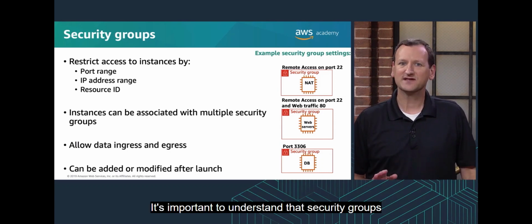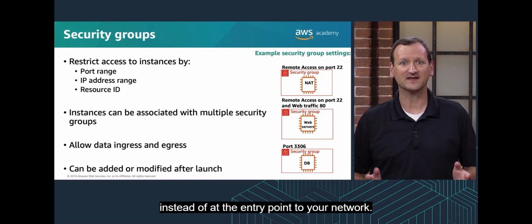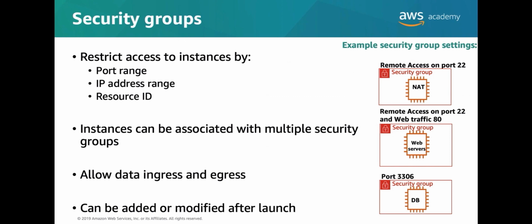It's important to understand that security groups are applied to specific instances instead of at the entry point to your network. And in addition to restricting which ports traffic can flow on, they can also be used to restrict which IP addresses that traffic is allowed to originate from. For example, if you set the source IP address range as 0.0.0.0/0 for IPv4 plus ::/0 for IPv6, then traffic on that port will be allowed in from any source.